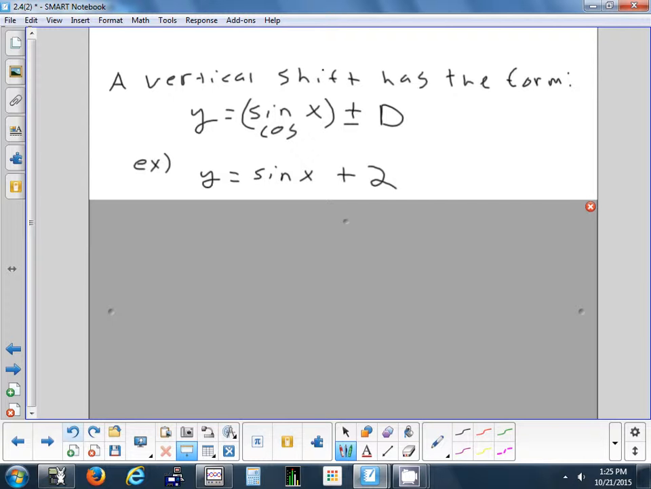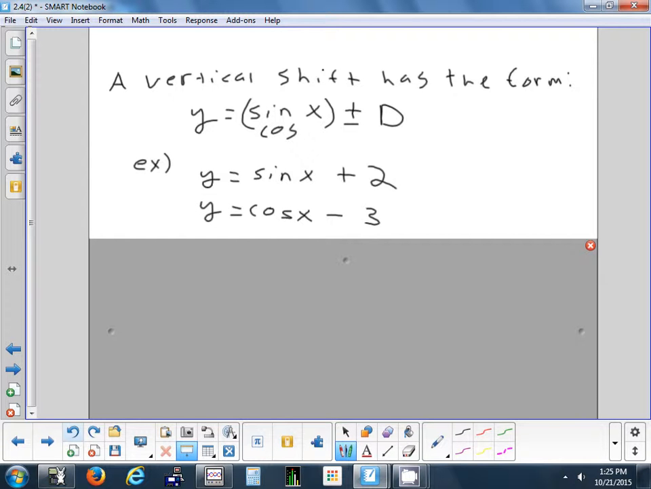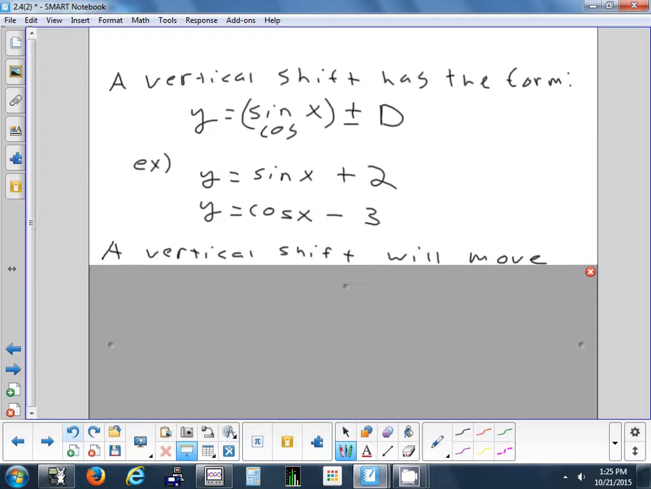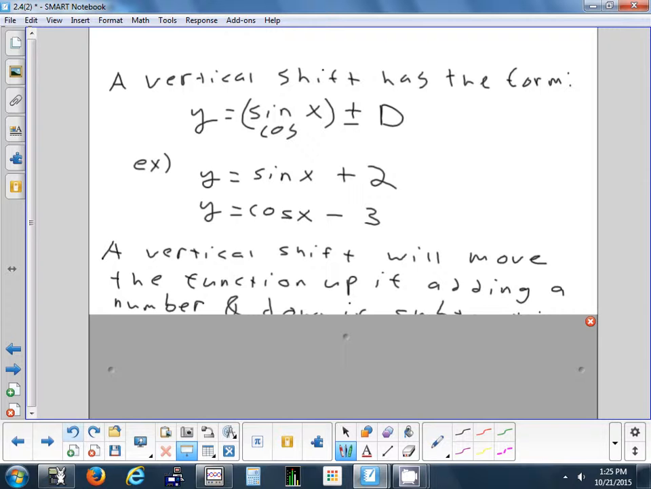And a vertical shift does exactly what you would think. It's going to shift up or down. One of these does up, and the other one does down. Any thoughts which one is going to shift up and which one shifts down, if life was nice? Plus 2 goes up, and then minus 3 goes down. Plus is going to shift up, minus is going to shift down.